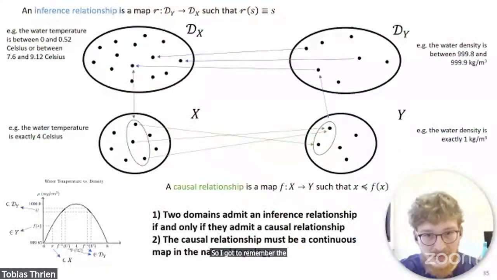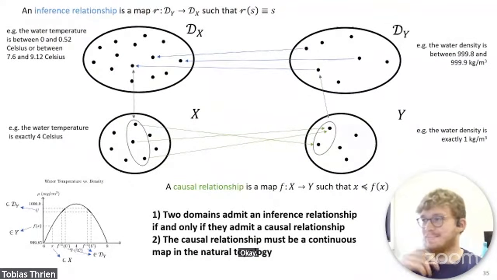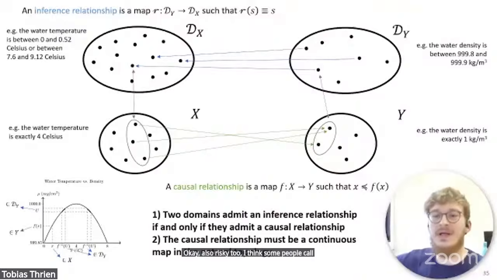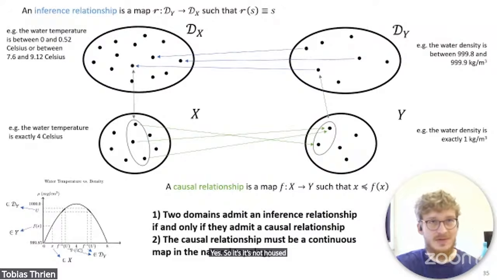T0 is called Kolmogorov, right? Or is it Hausdorff? It's called T0. Yeah, Hausdorff is T2. I think some people call T0 Kolmogorov. So Kolmogorov, yes. So it's not Hausdorff, it is just T0 Kolmogorov.